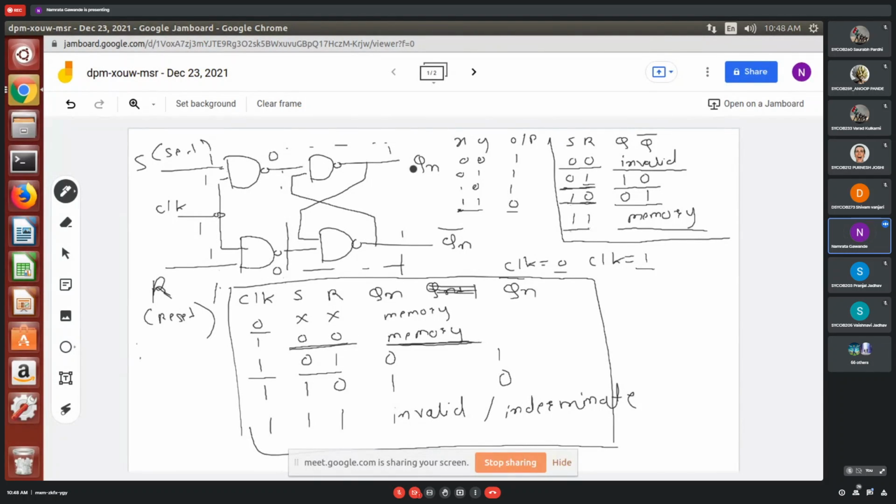If the clock is 1 and both inputs are 0, I'm always getting the memory state. See over here, if I'm considering Qn is 0 and Qn bar is 1, if I put this 0, I will get this as a 1. And again, if I provide this, I will get this as a 0, and again this as a 1. So in that case, we are getting this memory state.